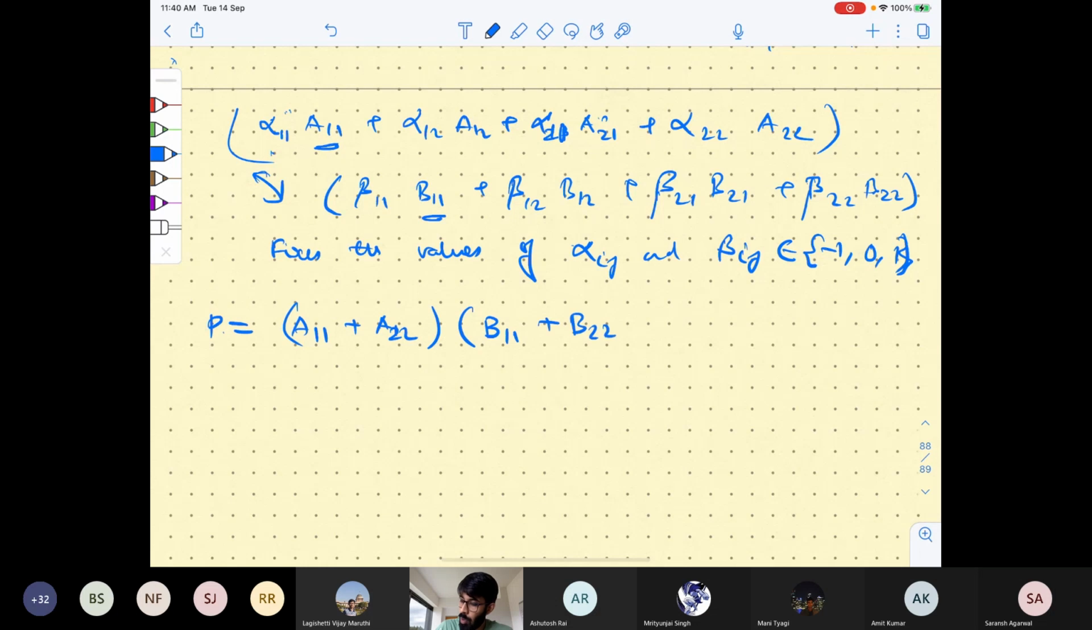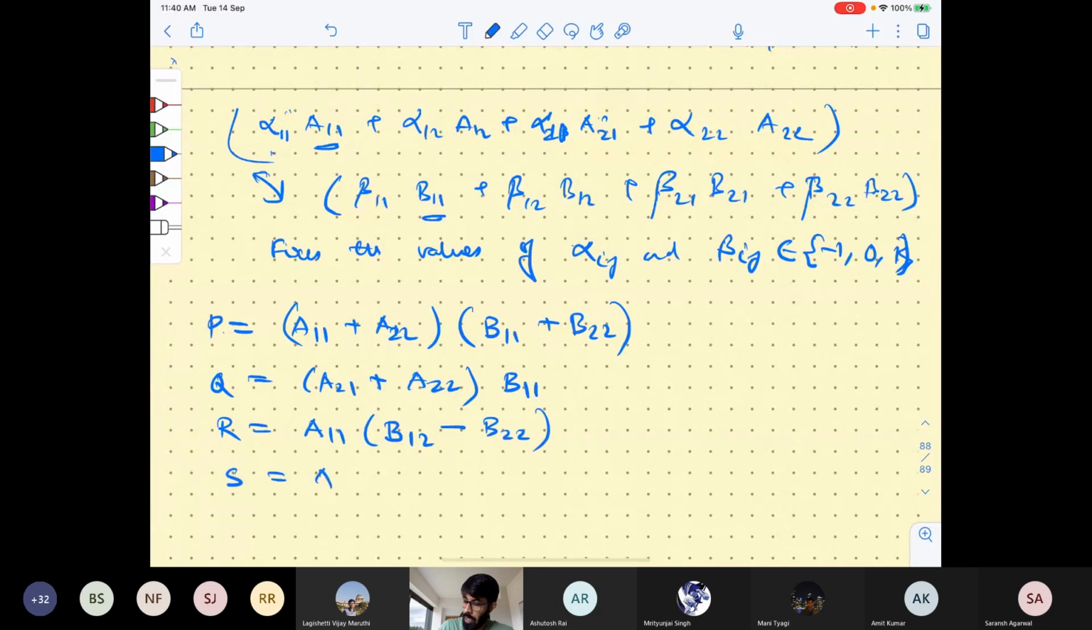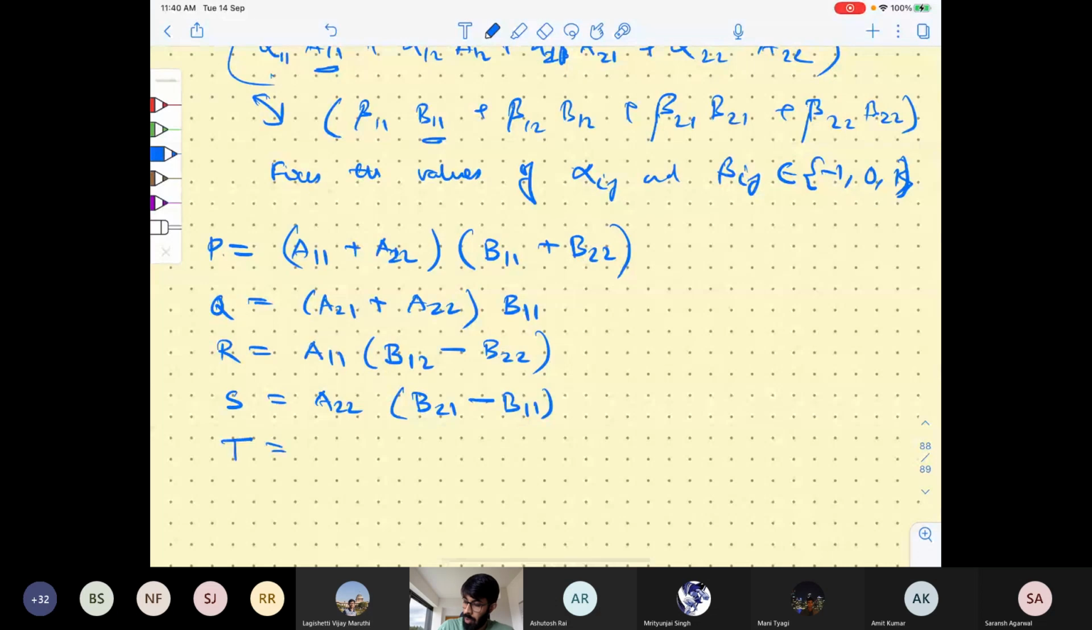B11 plus B22. Q is equal to A21 plus A22 times B11. R is A11 times B12 minus B22. S is equal to A22 times B21 minus B11. T is equal to A11 plus A12 times B22.